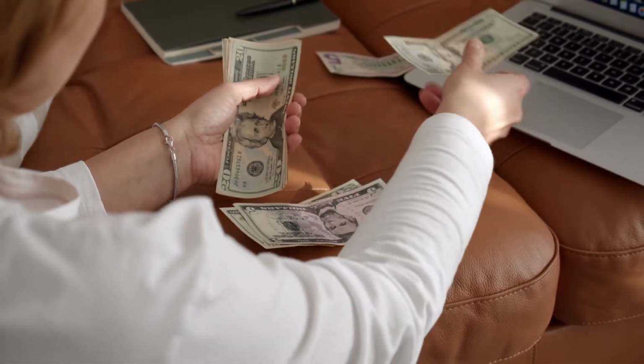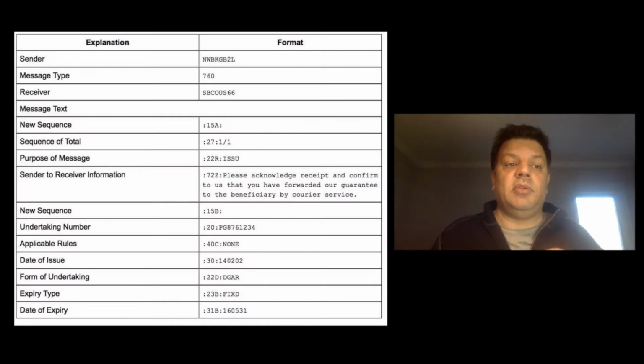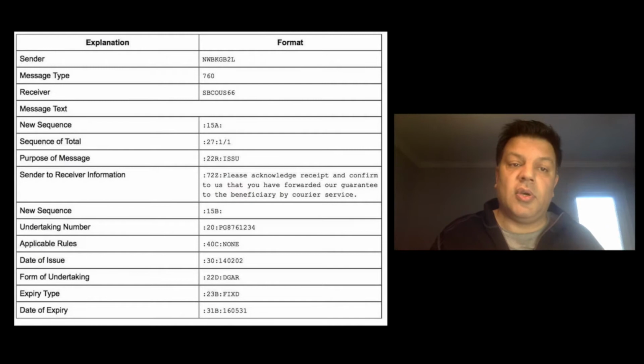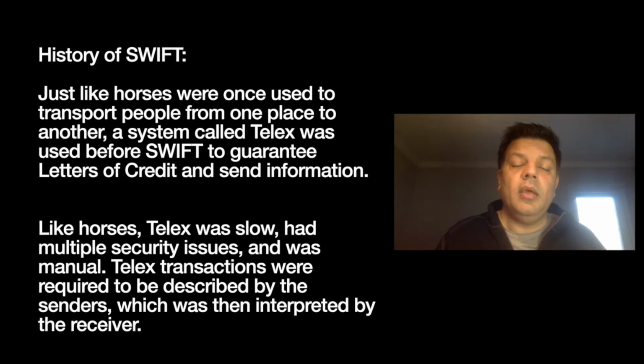Here I'm going to share with you a sample picture of what this actually looks like. In the example I'm sharing with you, it tells you who the sender is. It shows you the message type or the SWIFT code, and who the receiver is. You get to see the receiver's information, the number of sequences, the date that this is being issued, the date of the form of undertaking, and the expiry of it. History of SWIFT.